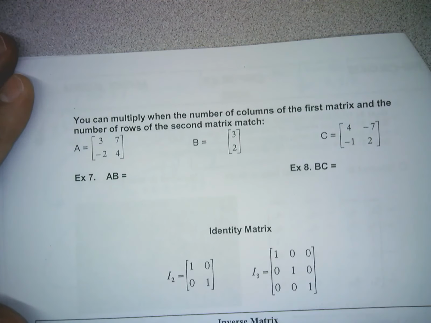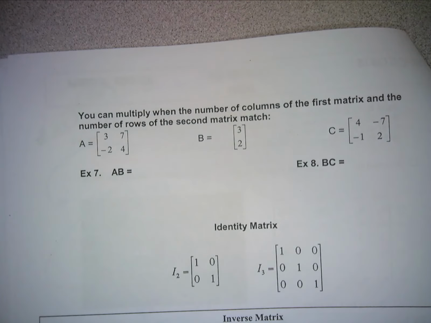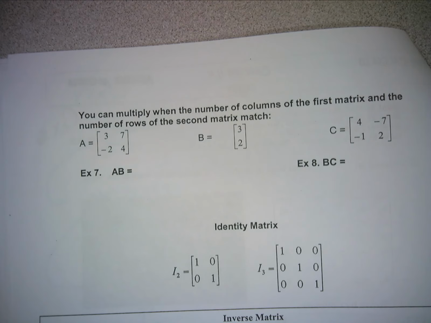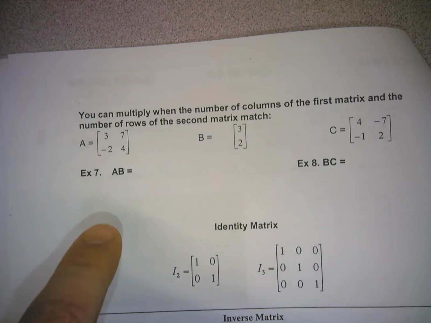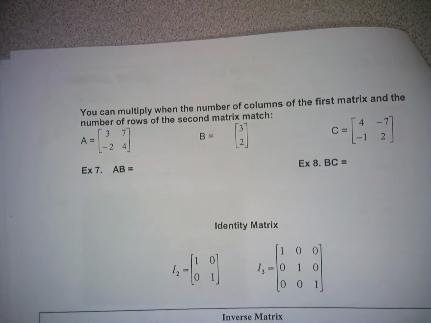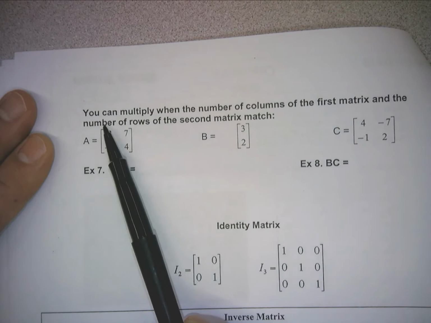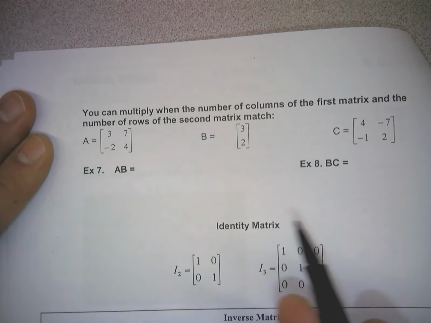Okay. So here we go. It says you can multiply. So we're moving on to the next goal, which is multiplication of matrices. You can multiply matrices when the number of columns of the first matrix and the number of rows in the second matrix match. Okay, so we're trying to multiply these matrices together. Sometimes you can do it and sometimes you can't. It's based on this premise. You can multiply when the number of columns in the first matrix match up with the number of rows in the second. So here's the idea.